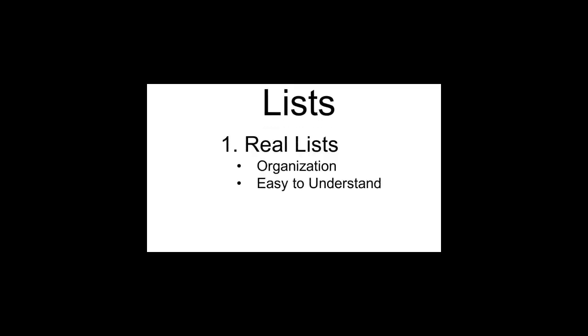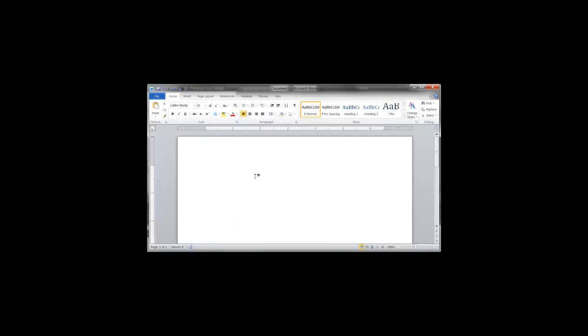Lists allow you to organize data on your page, making it easier to understand quickly. Lists can be very beneficial. However, if they are created incorrectly, they can actually make a document less accessible. Use real lists. Do not attempt to format a list manually.